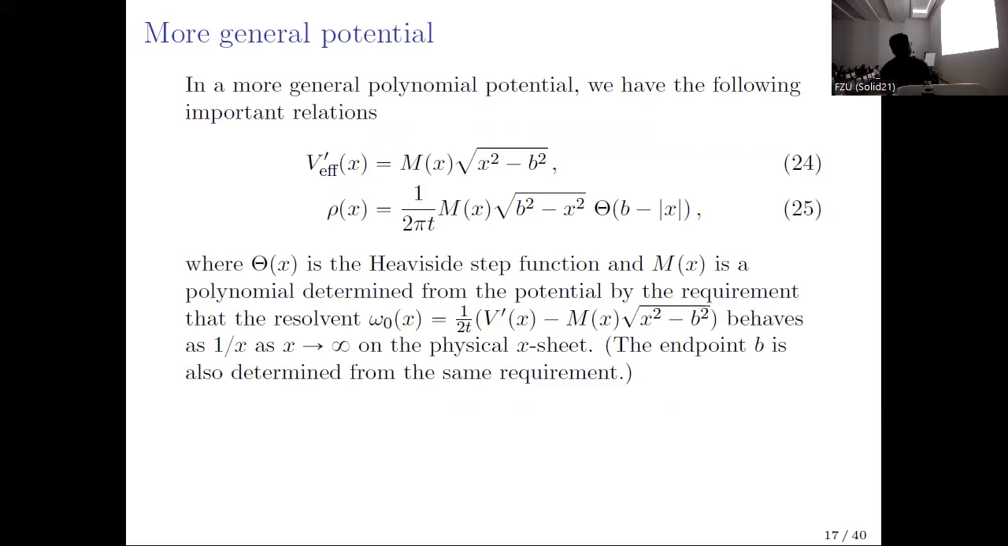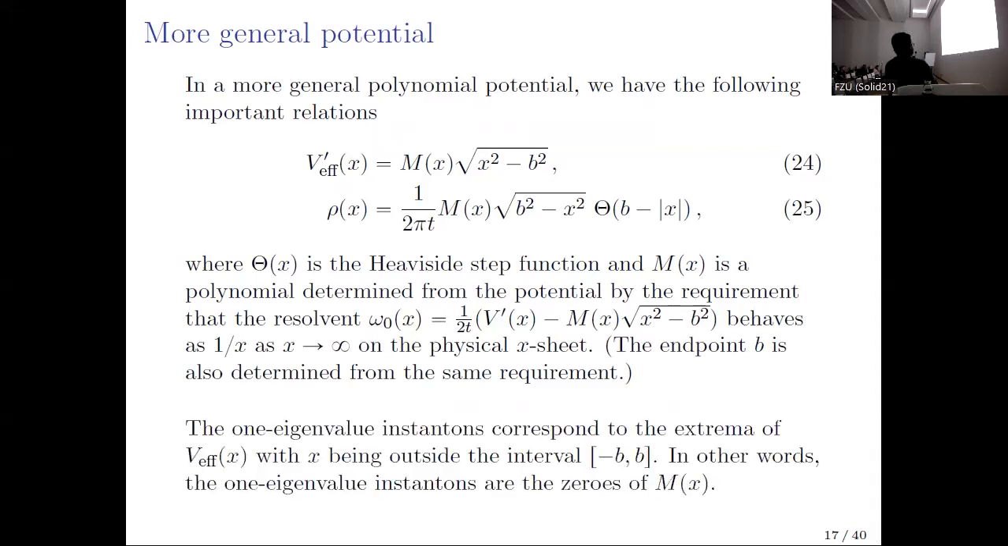Okay, so I just put here a theta function to emphasize that the density is supported on real x between minus b and b, whereas this quantity here is a holomorphic object with x being complex. And again, m of x is just determined by the requirement that omega naught of x goes like 1 over x on the physical x sheet.